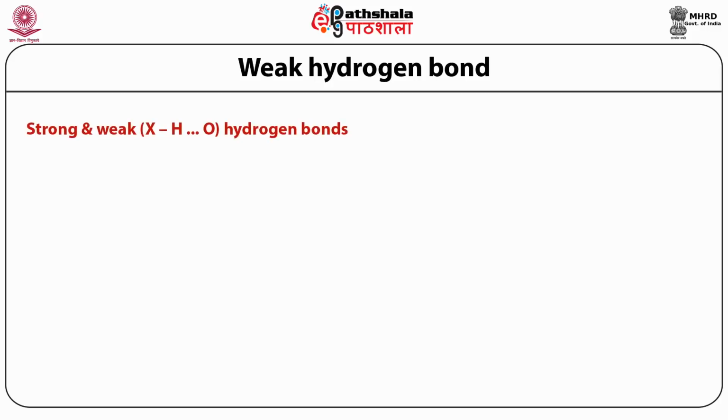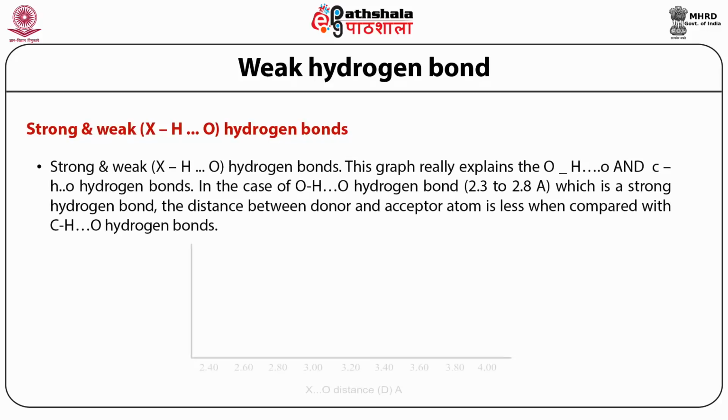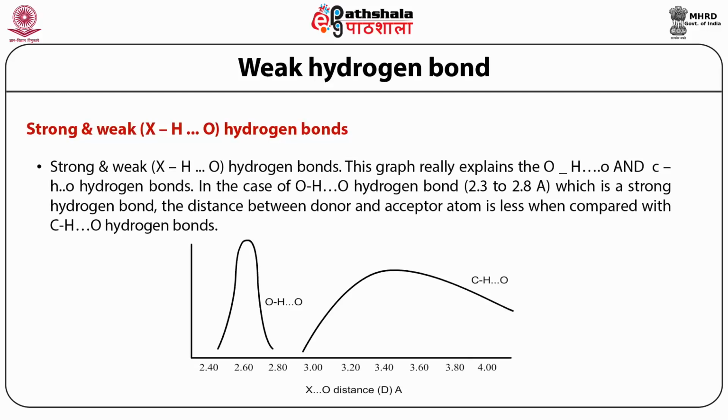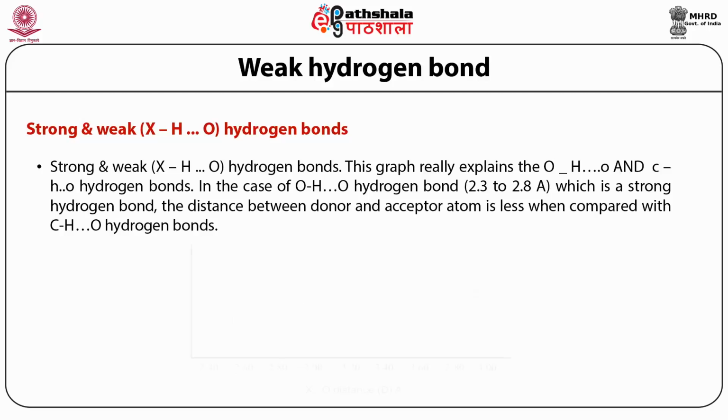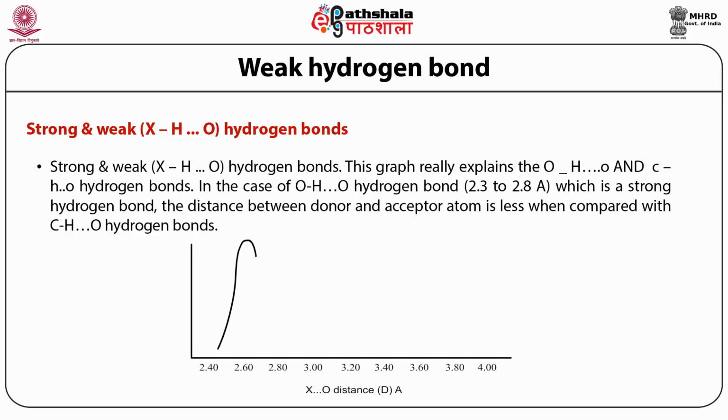This graph shows the distinction between strong and weak hydrogen bonds. In the case of O-H...O, the hydrogen bond distance, that is the distance between the donor and the acceptor, varies from 2.3 to 2.8 angstrom, which is a strong hydrogen bond. Whereas in the case of C-H...O hydrogen bonds, the distance between the donor and the acceptor atom varies from 3 to 3.8 angstrom, which is much weaker when compared to the O-H...O hydrogen bond.